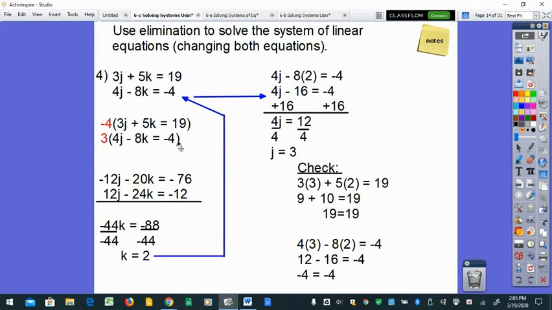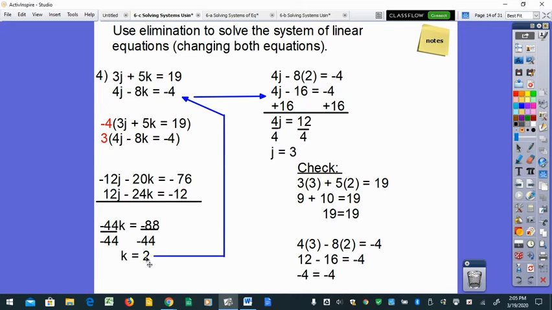Let me just stop and tell you that the number one mistake is often kids forget to multiply these constants by these numbers. They leave them as like 19 and -4. Remember to keep the equation in balance. The entire left and the entire right has to be multiplied by the same number. And here I go again. I'm ready to eliminate. I add down. I get -44k equals -88. Divide by -44, and I've got the k.